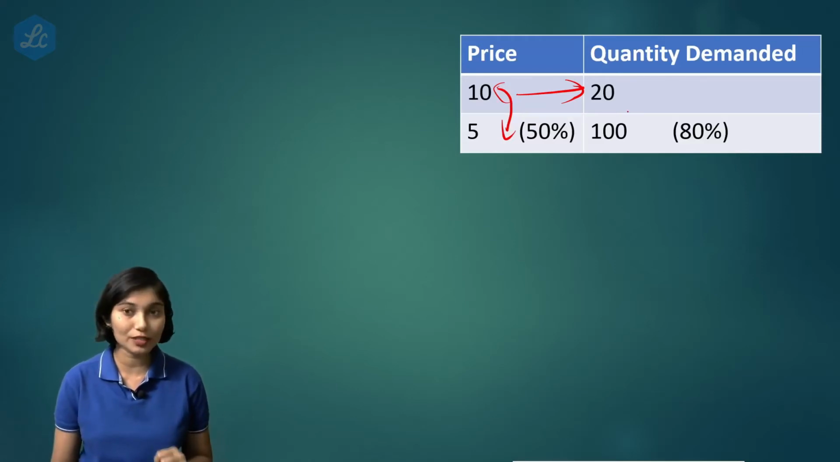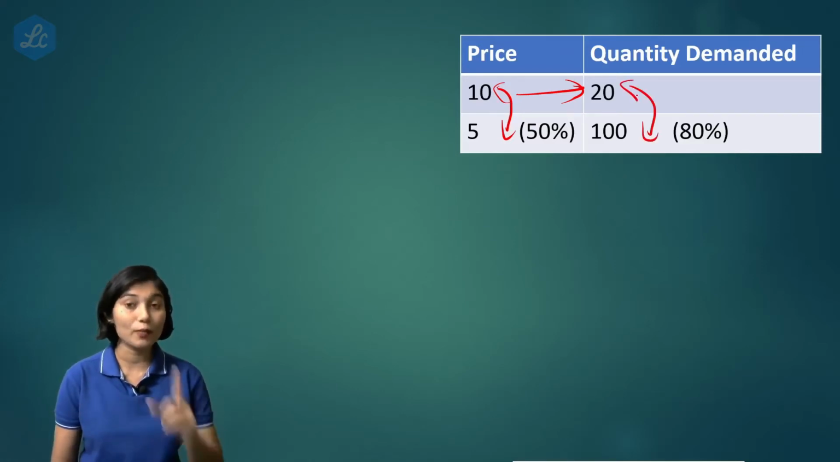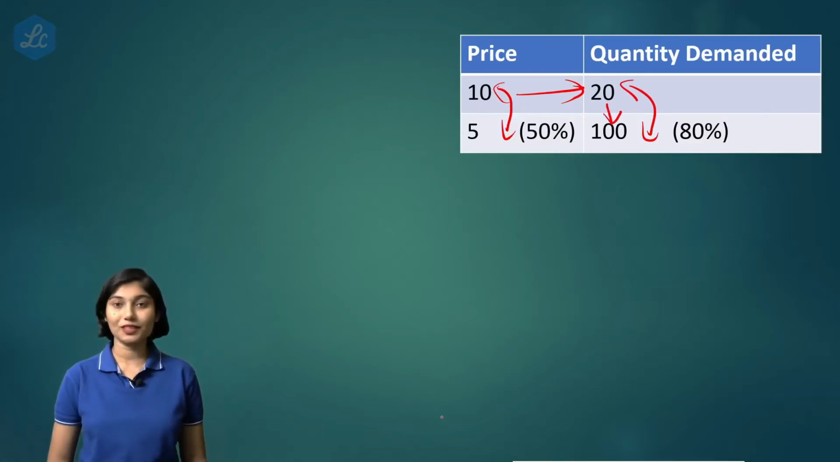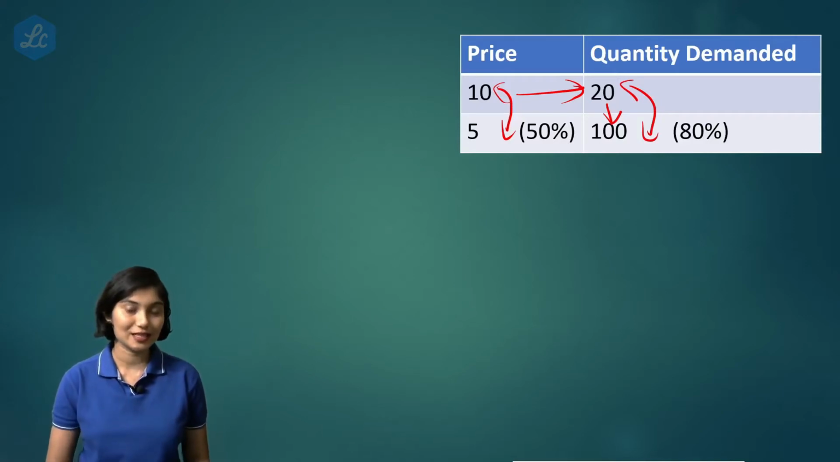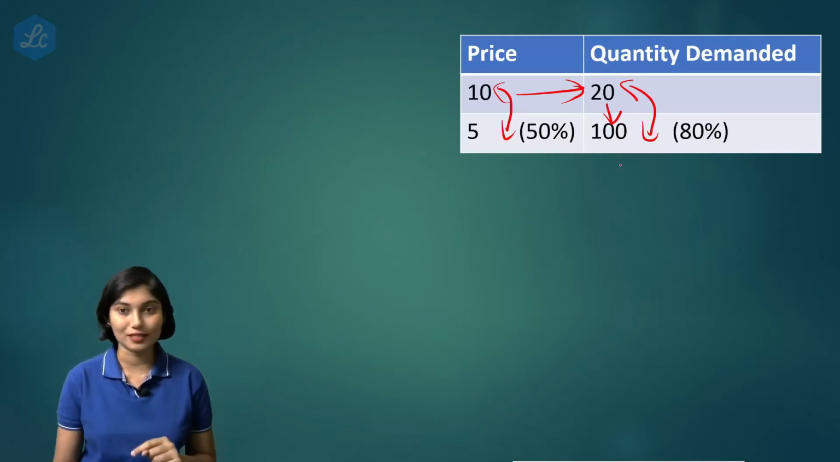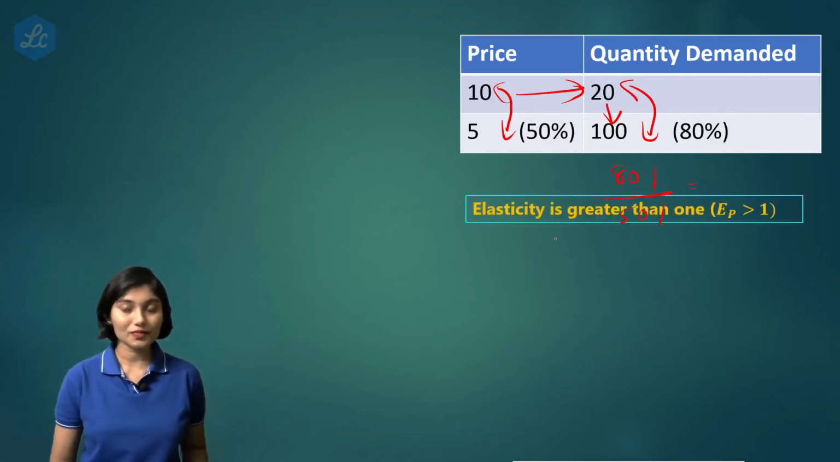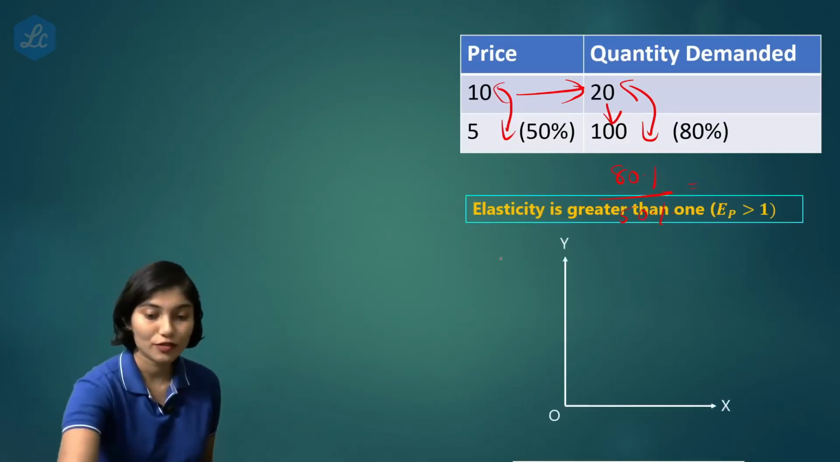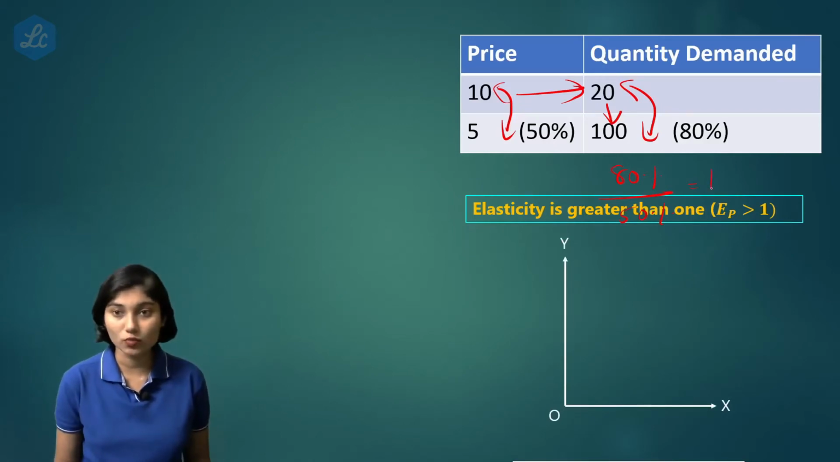So what is going to happen? Quantity demanded is going to increase, but you see the increase over here from 20 to 100. There has been an 80% increase. What was the decrease in the price? Just 50%. But what was the increase in the quantity demanded? 80%. So when you put it in the formula, 80% divided by 50%, what do you get? The elasticity will be greater than 1. If you compute 80% divided by 50%, your answer is 1.6.